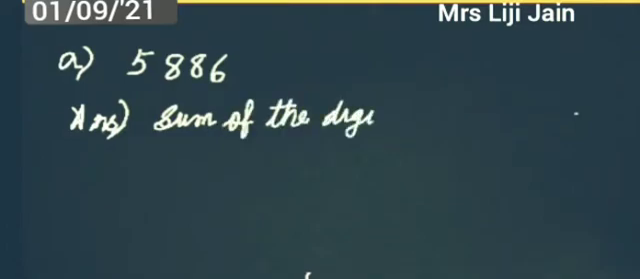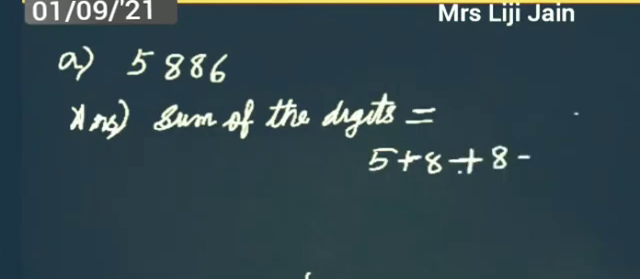Sum of the digits is equal to, what is the sum here? 5 plus 8 plus 8 plus 6. What is it? 8 plus 8, 16. You can add as per your convenience. Let me add like this. 8 plus 8, 16. 16 plus 6, what is 16 plus 6? Yes, 22. 22 plus 5, 27.